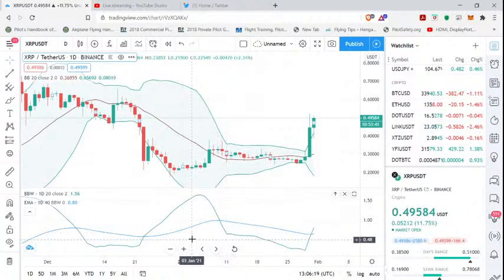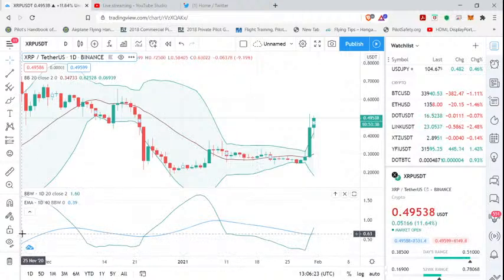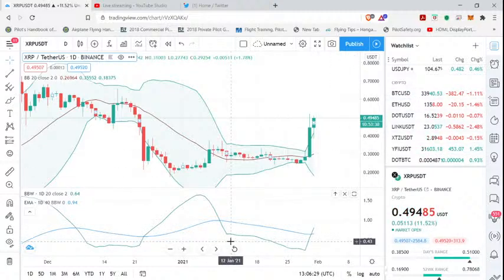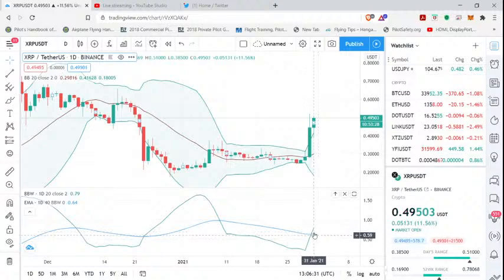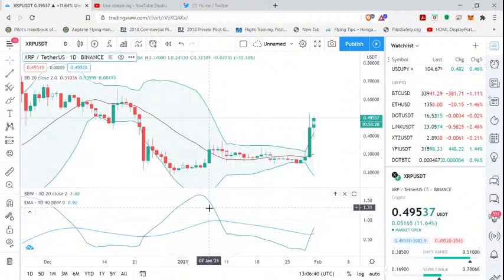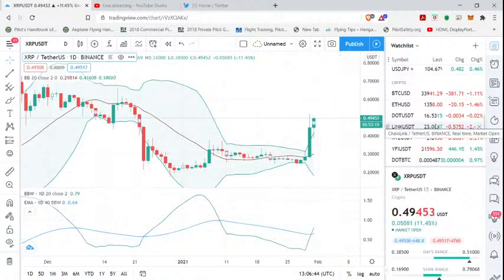This is another way to look at XRP as opposed to the force index. The force index may be a little bit easier to read because it tells you when it's going up, when it's spiking up, and when it's spiking down. Because all this does is tell you that the Bollinger Bands are expanding, but they don't tell you which way price is going while they're expanding. Hopefully I made that clear.